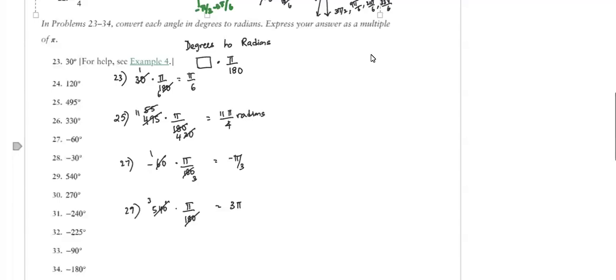And then I have 31 is negative 240. Then I do the same thing. It goes into 6 3 times, goes into 6 4 times. So I have negative 4 pi over 3 radians, right? And then finally, I have negative 33 degrees. I know that this is negative pi over 2. I just write the answer. Okay.